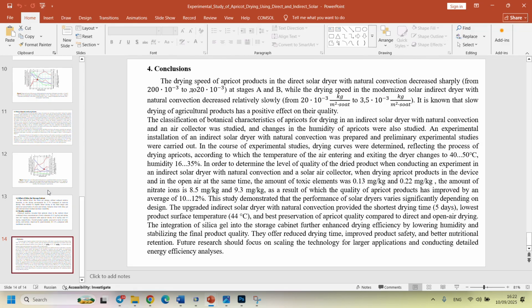The integration of silica gel into the storage cabinet further enhances drying efficiency by lowering the humidity and stabilizing final product quality. They offer reduced drying time, improved product safety, and better nutrition retention. Future research should also focus on scaling the technology for larger applications and conducting a detailed energy efficiency analysis.